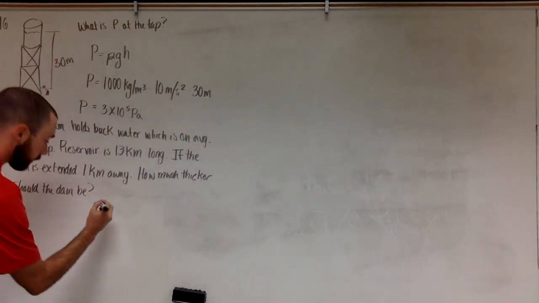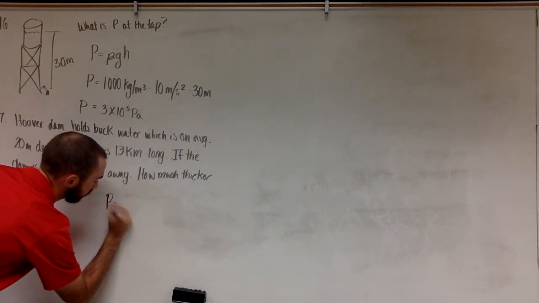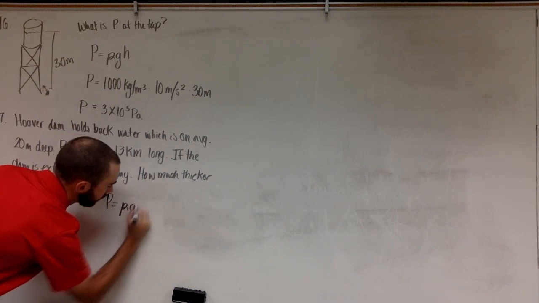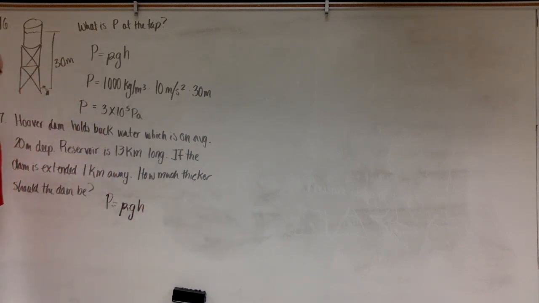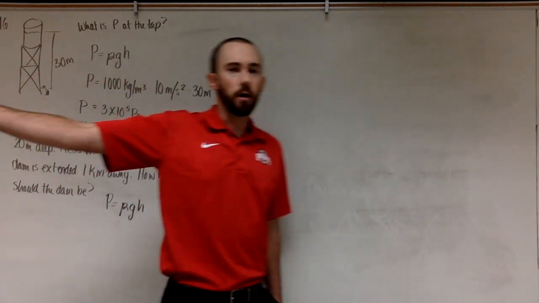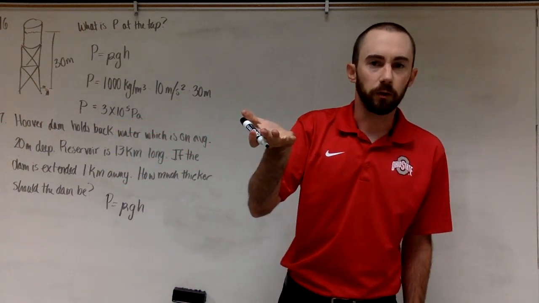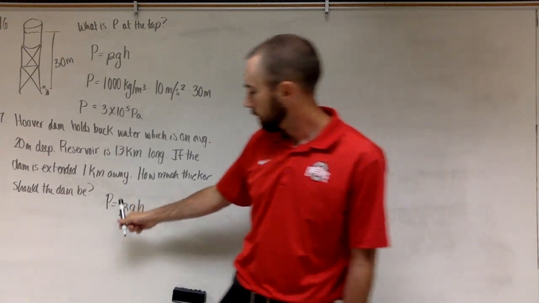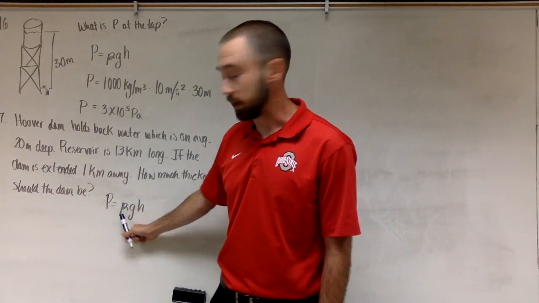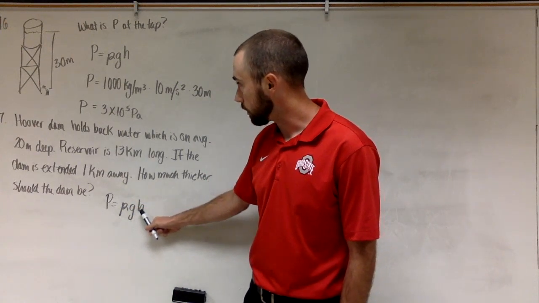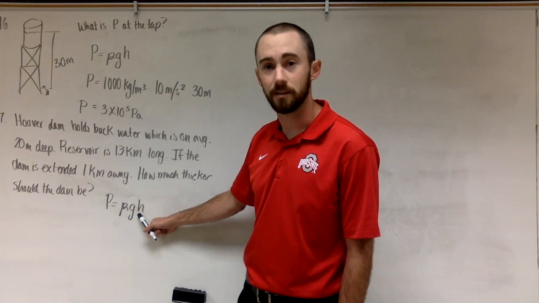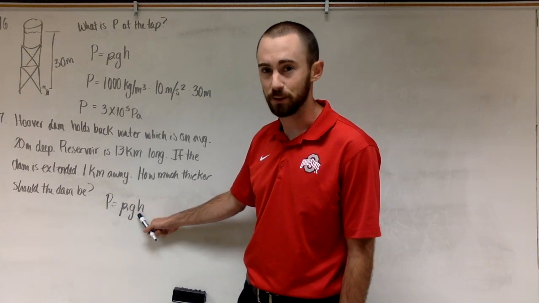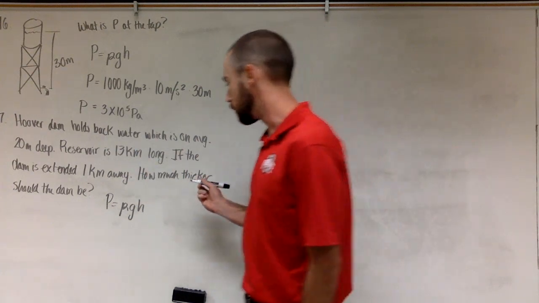Ha! Tricked you! Let's look at the pressure formula. Pressure equals rho g h. One thing you may think, oh, there's way more water, I've got to hold back. Well, no, the ground is holding that water up. All that matters is the pressure from the depth of the water. Density of water doesn't change. Gravity doesn't change. Height of the water doesn't change. We're just extending it backwards.